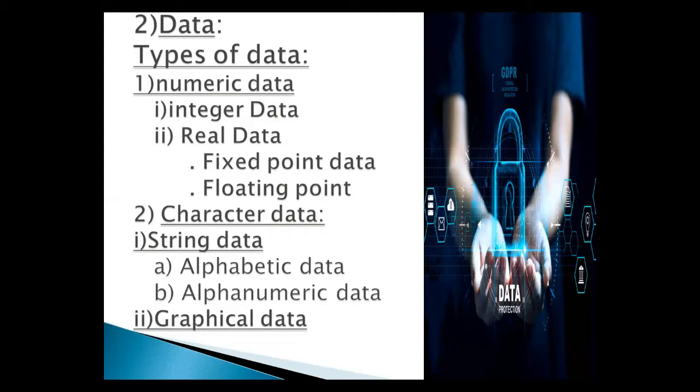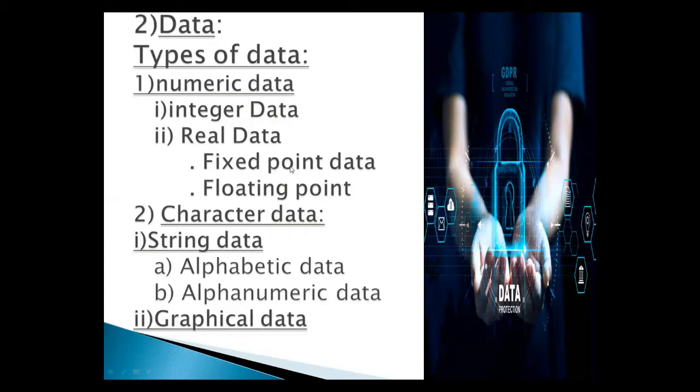For example, population of Pakistan, number of passengers traveling in an airplane, number of students in a class, number of computers in a lab, etc. Now, second one is real data. Real data is in the form of fractional numbers. It contains a decimal point. It can also be a positive or negative number. Real data is further divided into two types. Number one is fixed point data. Number two is floating point data.